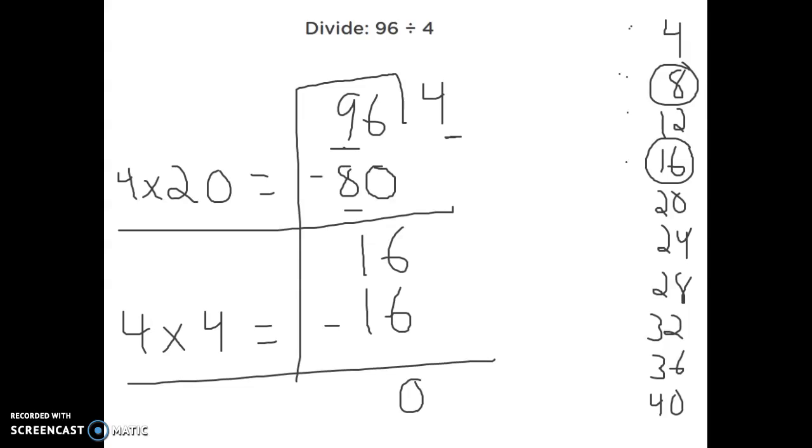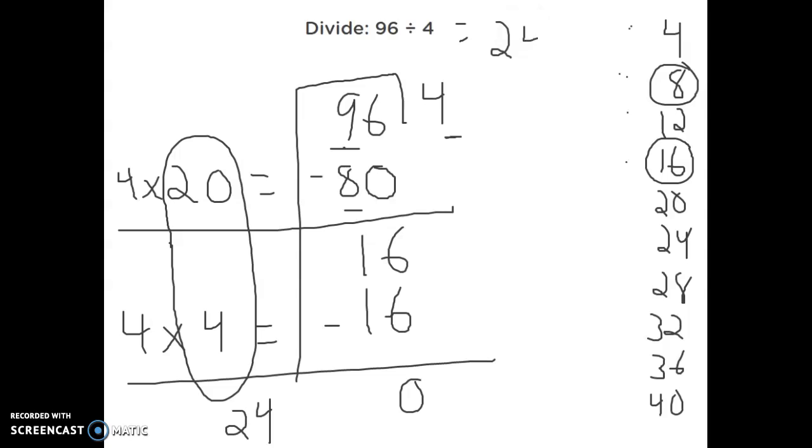Now to find my answer, I'm going to look at what I multiplied 4 by to get 96. So I'm going to go over here and I know I multiplied 4 times 20 and 4 times 4. If I add those together, I get 24. I'm going to put that right up here. 96 divided by 4 gets me 24.